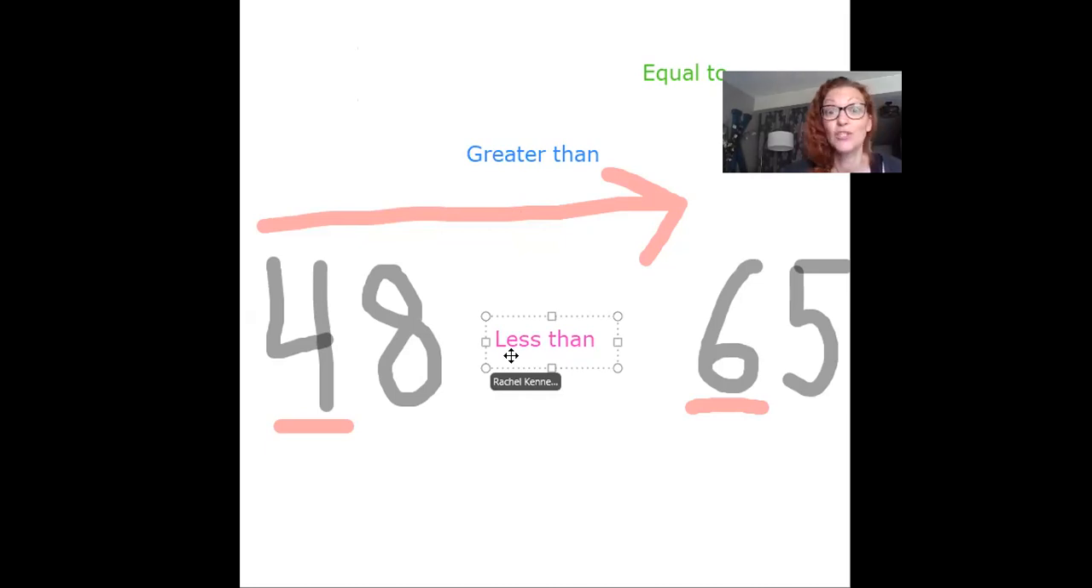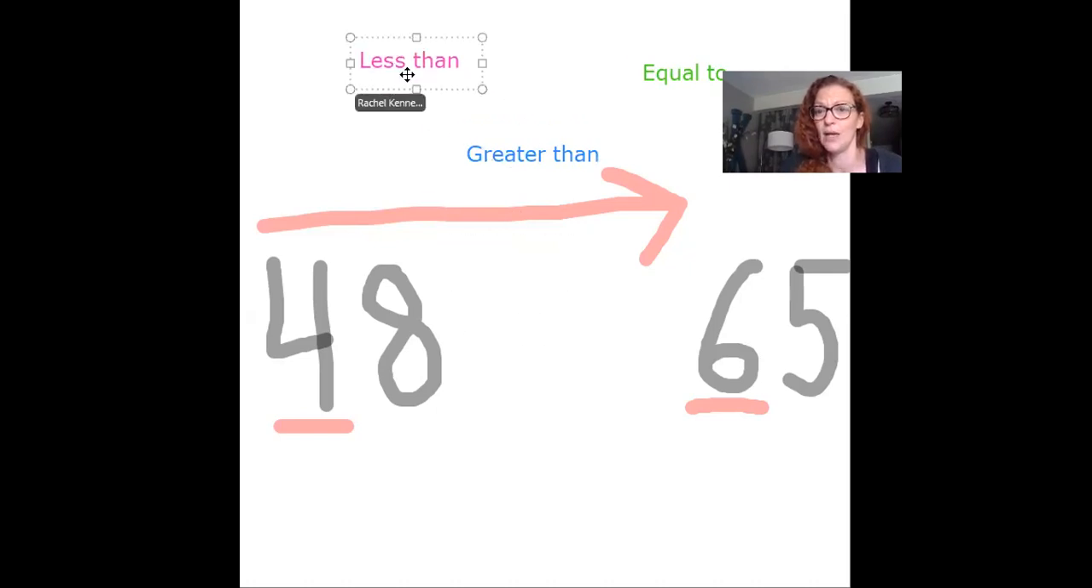Yeah? She's right. Just like you, less than, because 48 is smaller. And less than means smaller. Nice job. All right, erase your board.